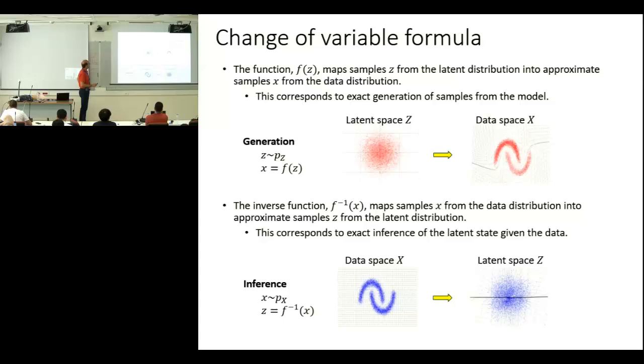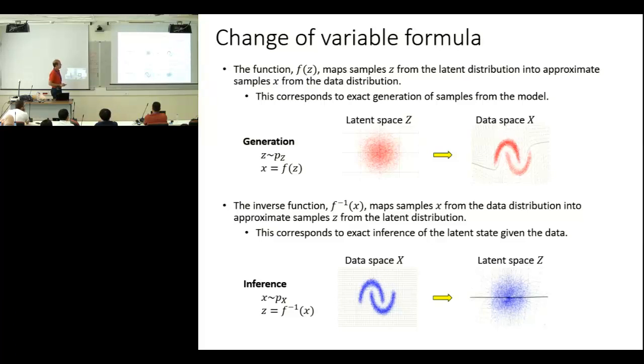So the function maps samples from the latent distribution into approximate samples x from the data distribution. This corresponds to exact generation of samples, because if we have some random samples in space Z, and suppose that we have this function f, then having this function we can map from these random samples to data space X, which is the samples that we want to have. So we can sample from the observation space.